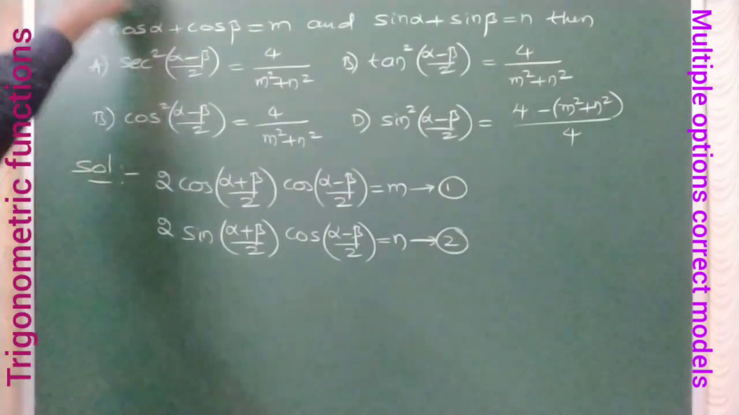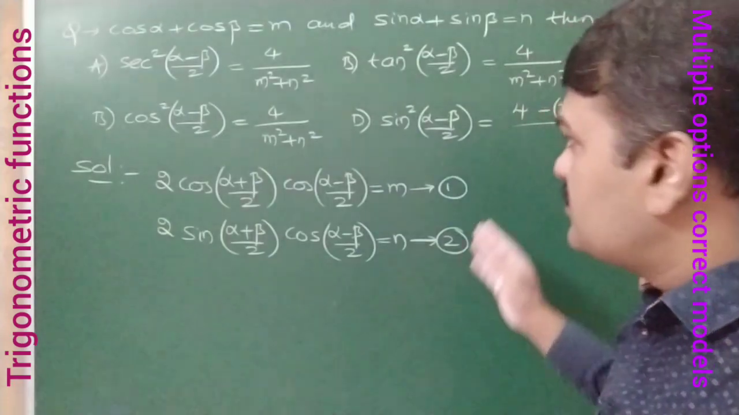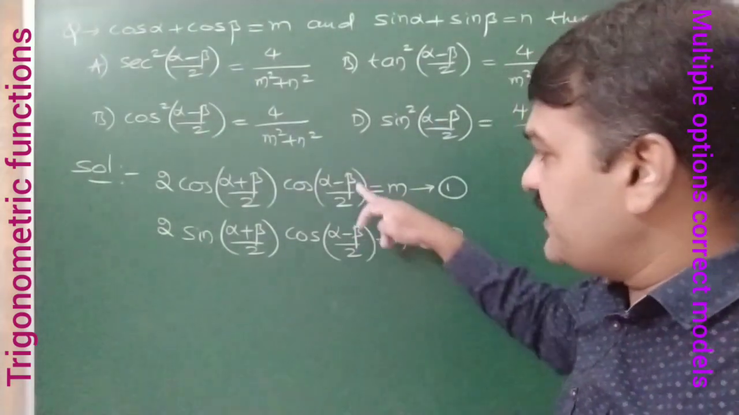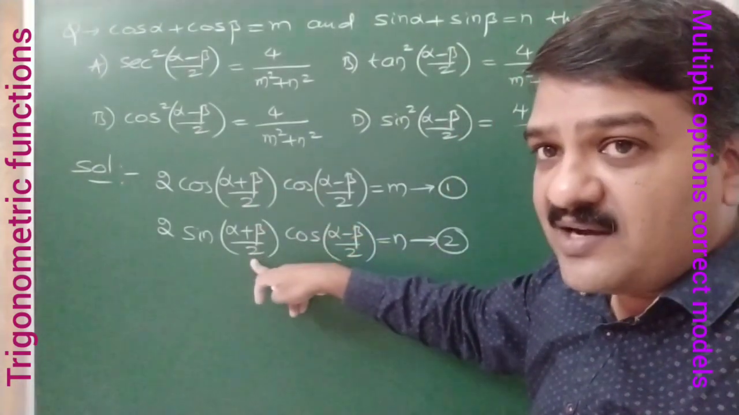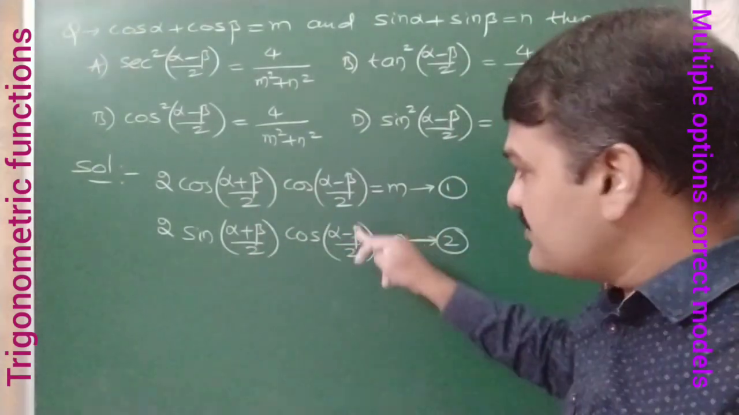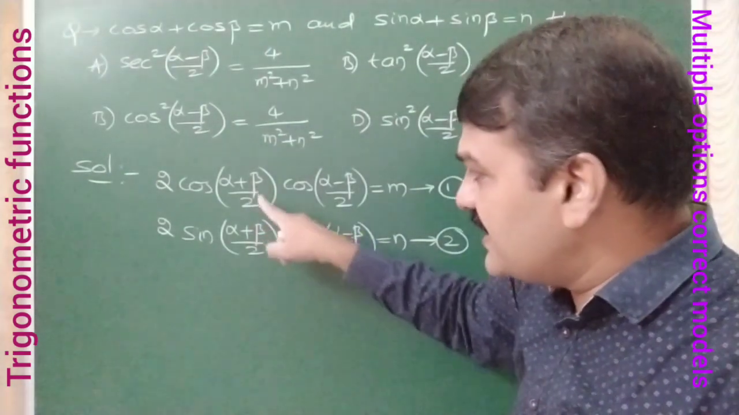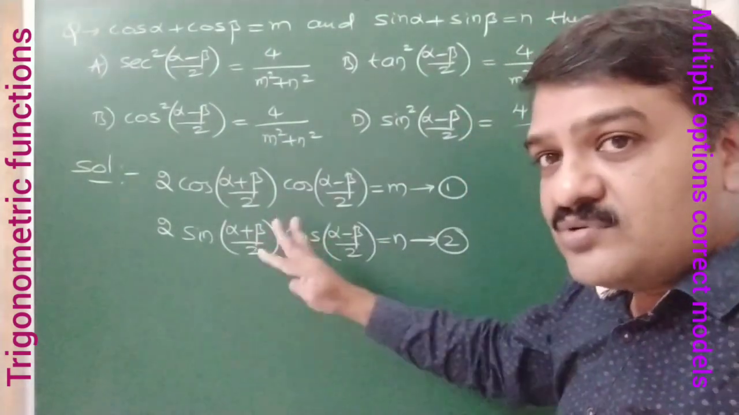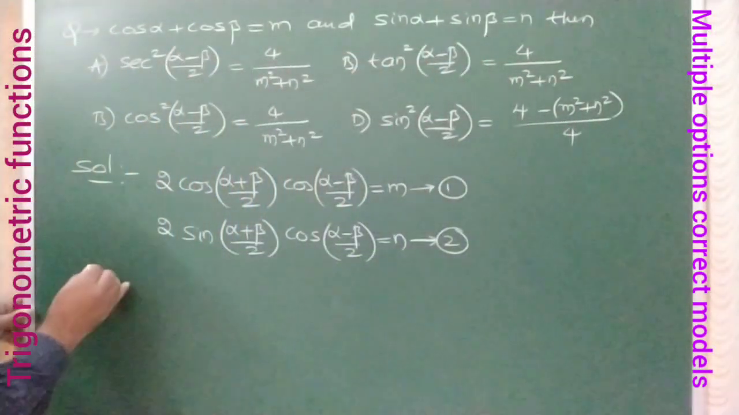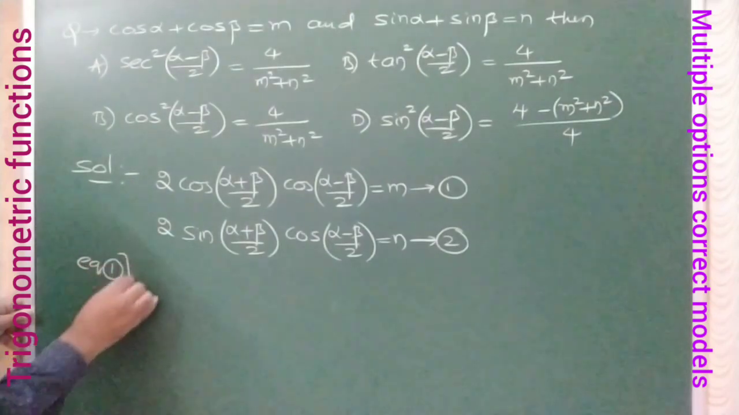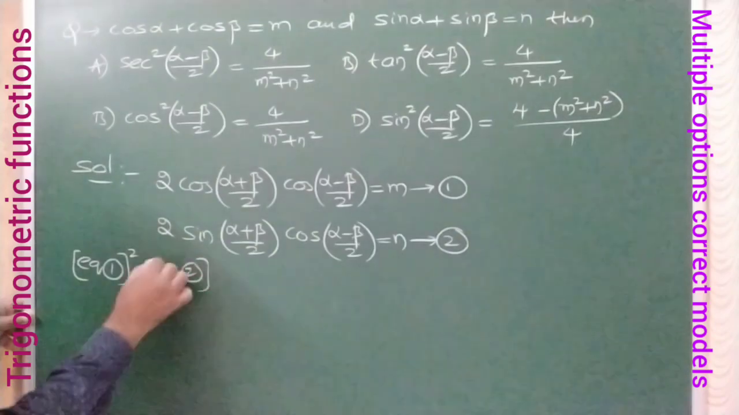Now if you check the options, all the options are in terms of alpha minus beta. That means you have to eliminate alpha plus beta to get the answer in terms of alpha minus beta. How to eliminate alpha plus beta? We have to do squaring and adding. That means equation 1 whole square plus equation 2 whole square.